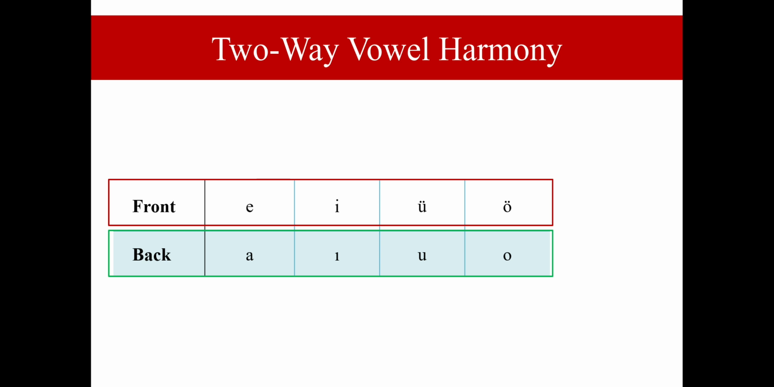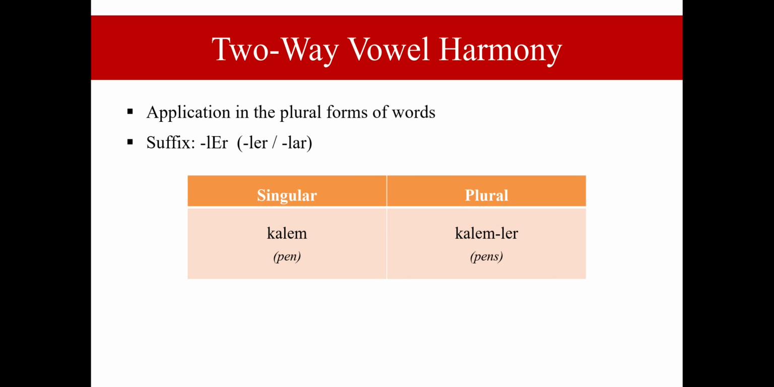Now, if the very last syllable of a word has one of the front vowels, we're going to use the E form of the suffix. Whereas if the very last syllable of the word root has one of the back vowels, we're going to use the A form. You're going to understand this better with the help of an example.